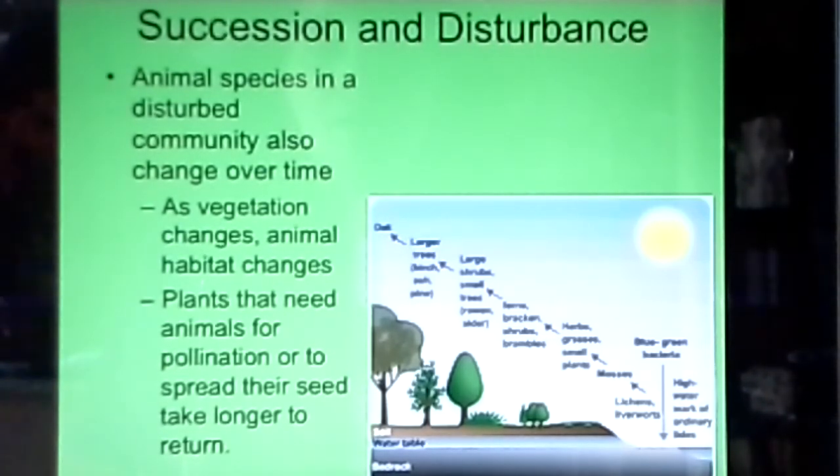So succession is a good thing. Disturbance is a good thing. And this is the end of Chapter 57, Community Ecology.